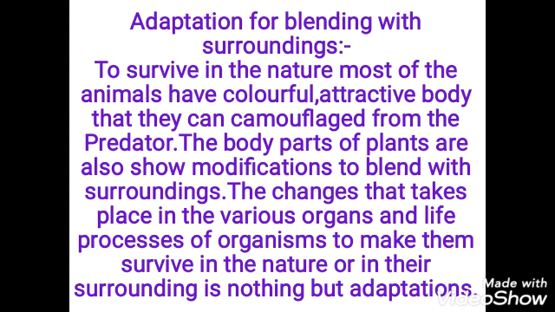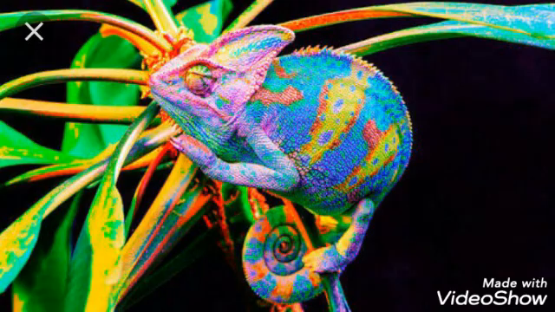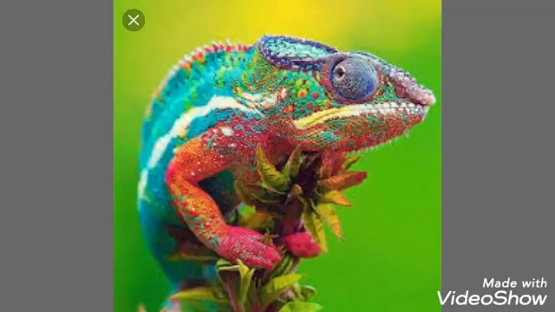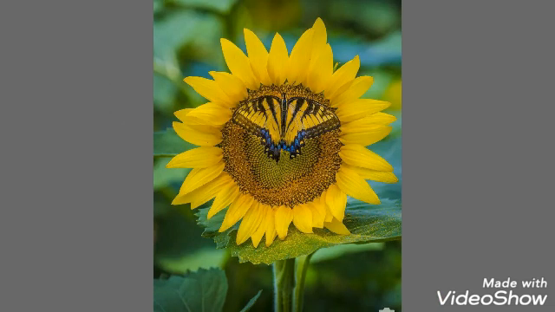Adaptation for blending with surroundings. To survive in nature, most of the animals have colorful, attractive bodies that they can camouflage from the predator. The body parts of the plants also show lots of modification with their surroundings. The changes that take place in the various organs of the organism to protect themselves or to cope up with the outer surrounding is nothing but the adaptation.